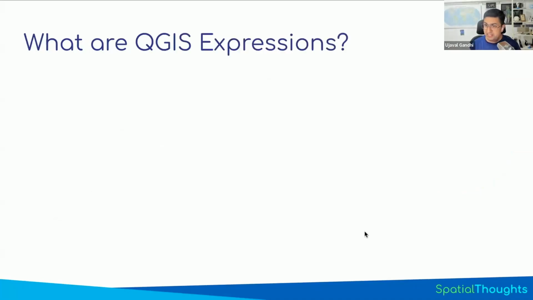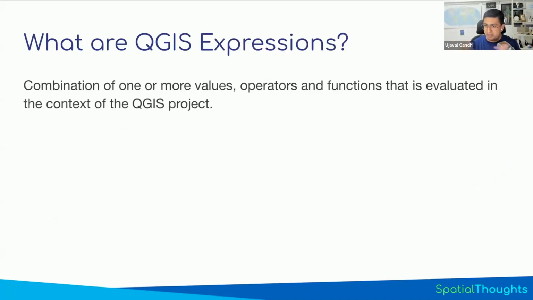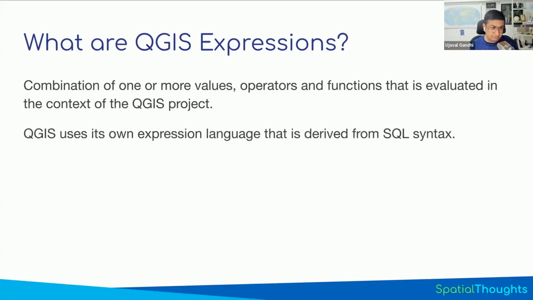So what are QGIS expressions? Expressions can be thought of as a statement that consists of some values, some functions, some operators, and you combine them, you write something, and that statement can be interpreted. QGIS has an expression engine which will take the statement, evaluate it, and say what should be the answer to the statement. It will evaluate it in the context of the current layer, current project, and this will result in some output. And that is an expression.